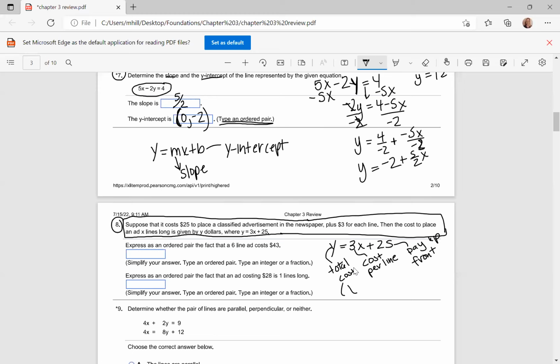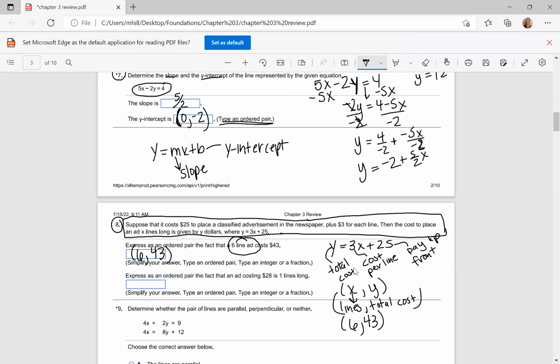So they told us that X represents the number of lines, and Y is the total cost. So that's important when you write it, when they're asking some of these questions, because it says express as an ordered pair the fact that a 6-line ad, so 6 is supposed to go where the X is, costs $43. So that's how you would write that. So parentheses 6, 43. That's an ordered pair.